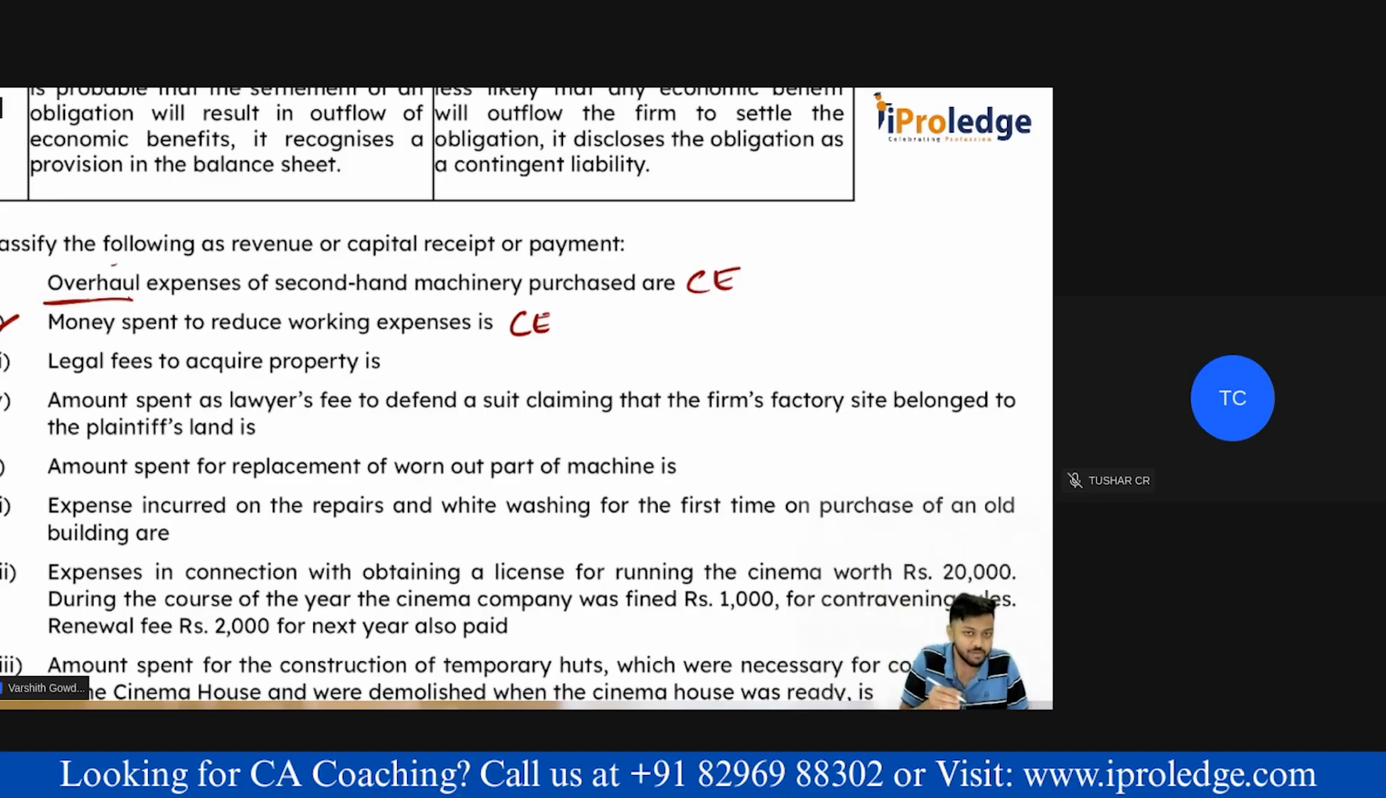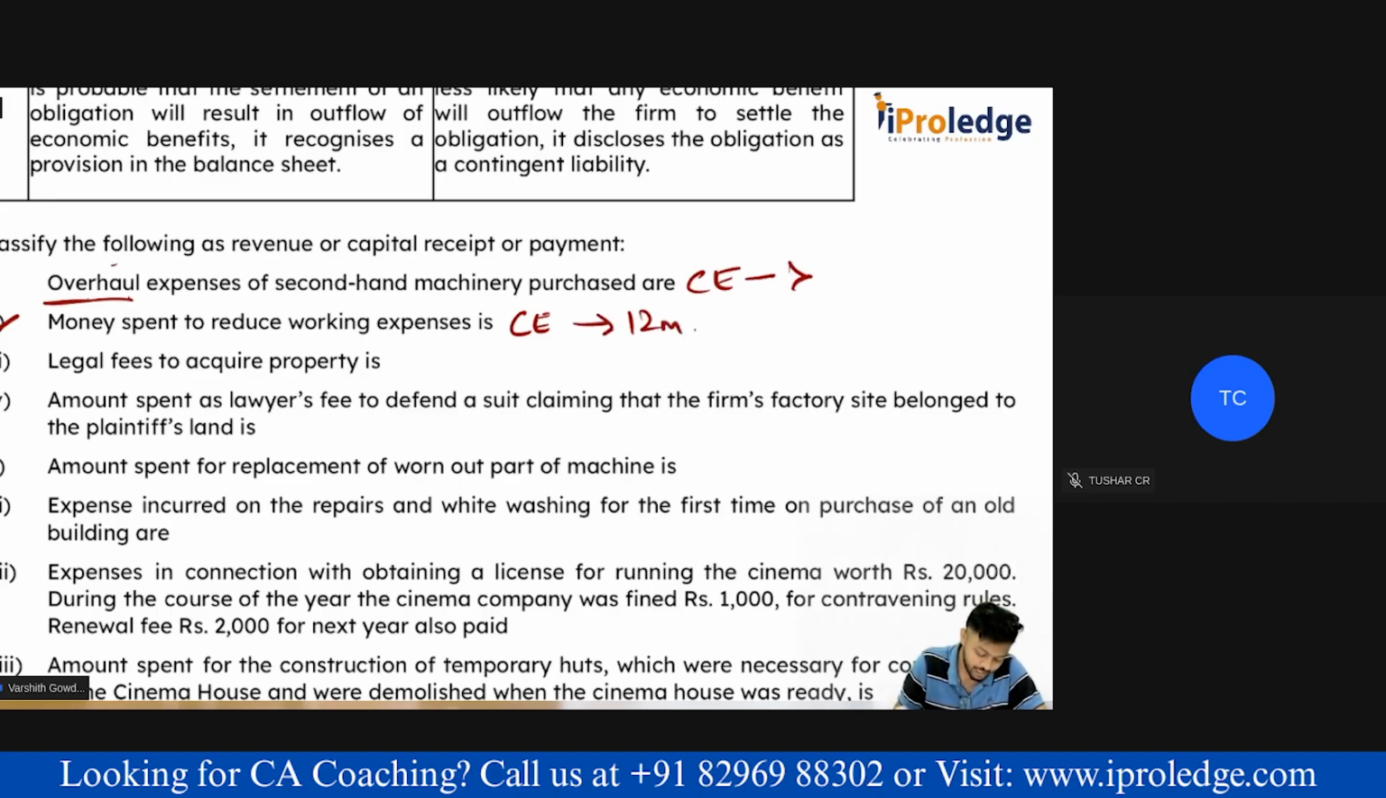So if sometimes the question is not giving sufficient info, write both. Tell them if the benefit received from this is less than 12 months, it is revenue expenditure. If it is more, it is capital expenditure. Assuming it is more than 12 months, I am classifying it to be capital expenditure.